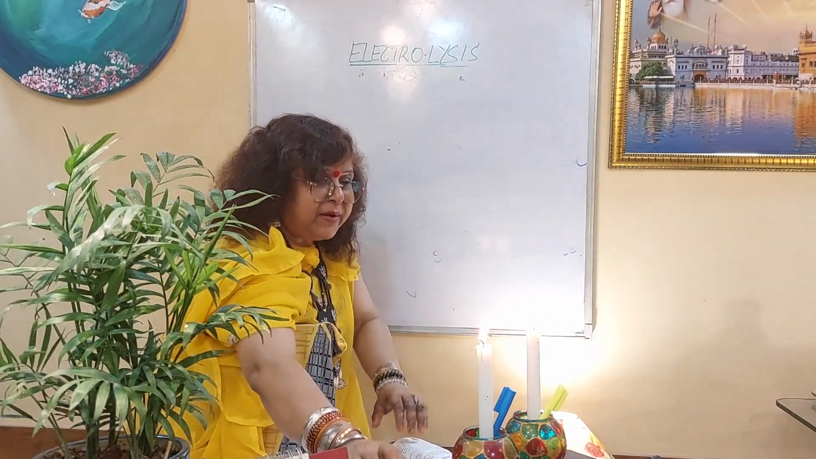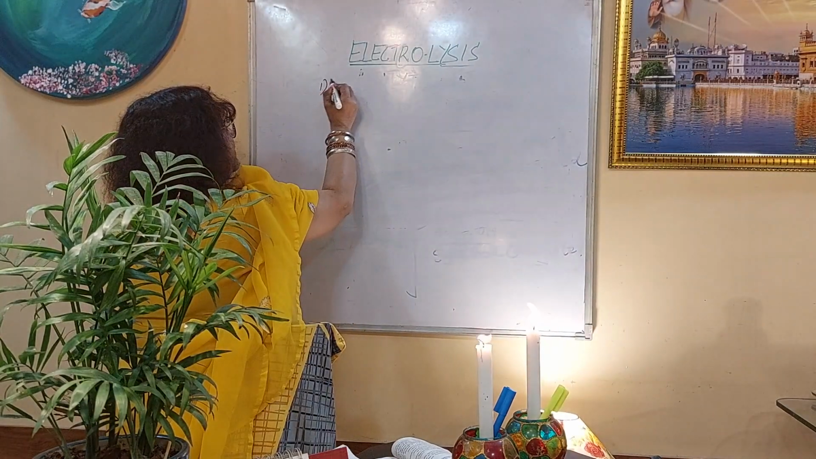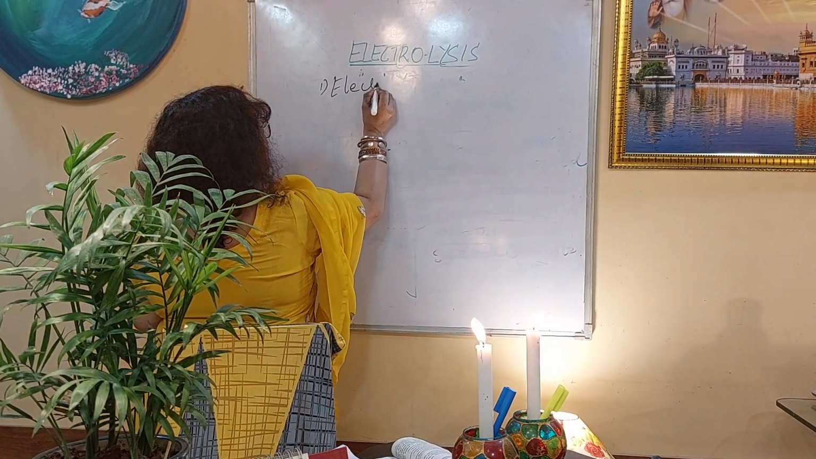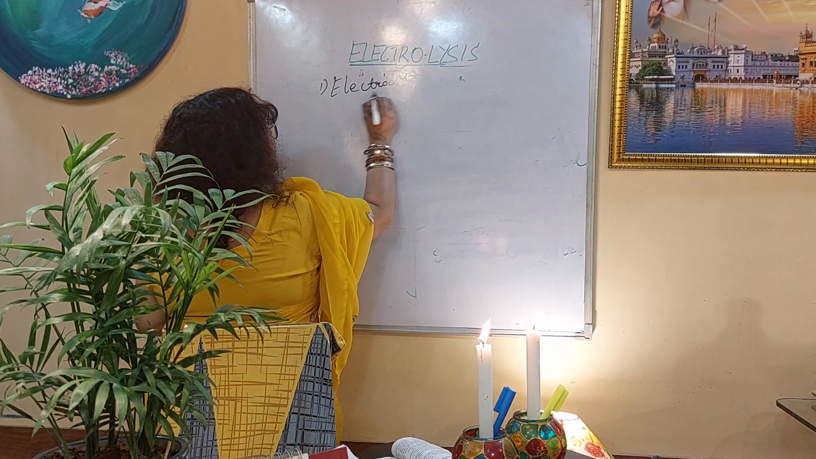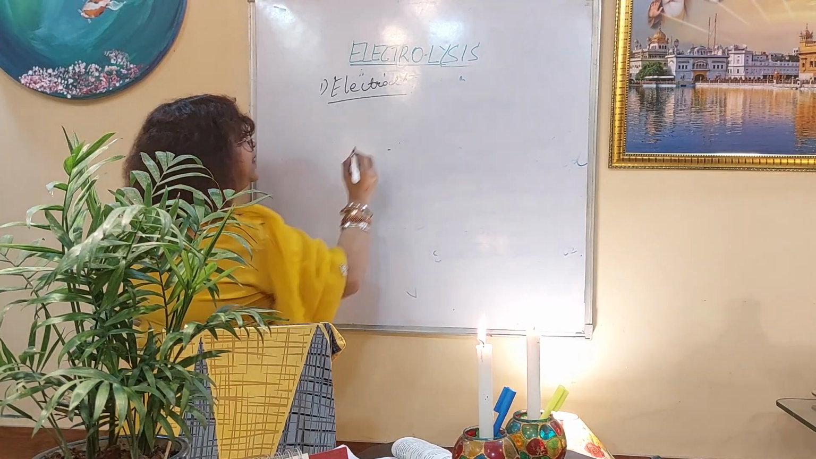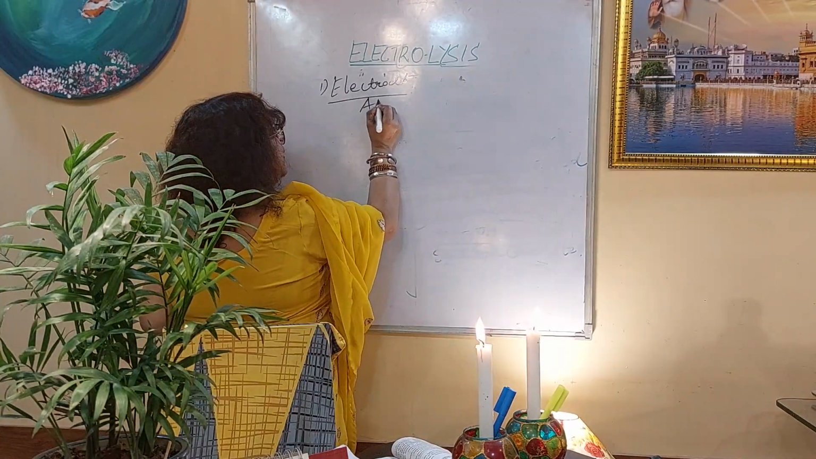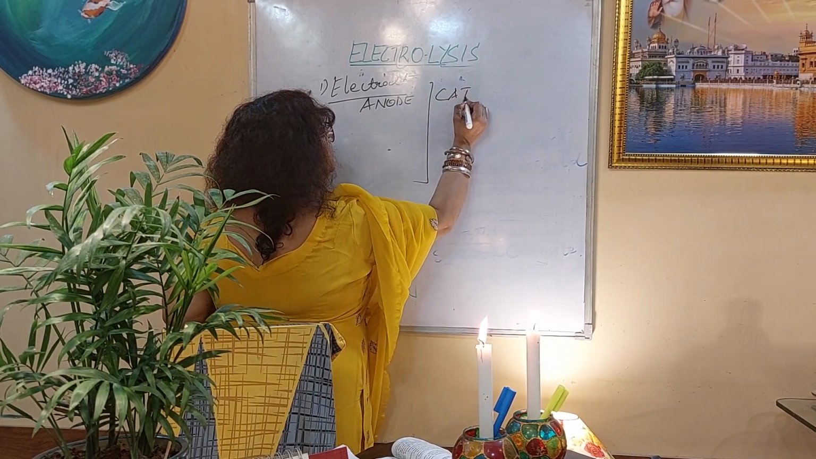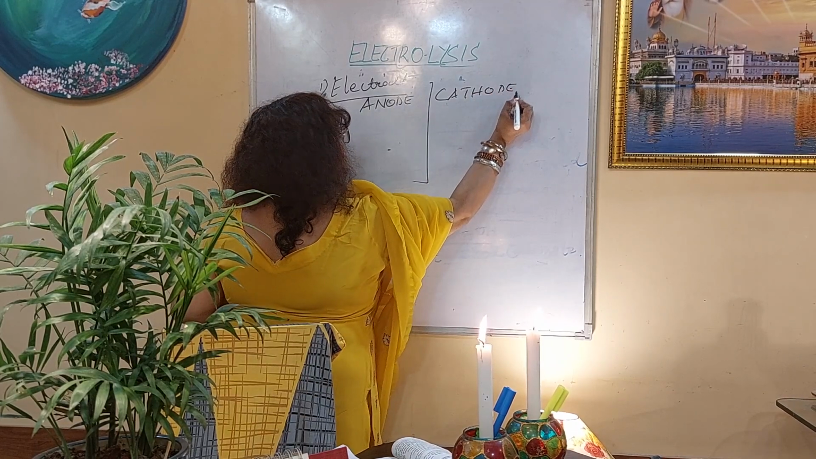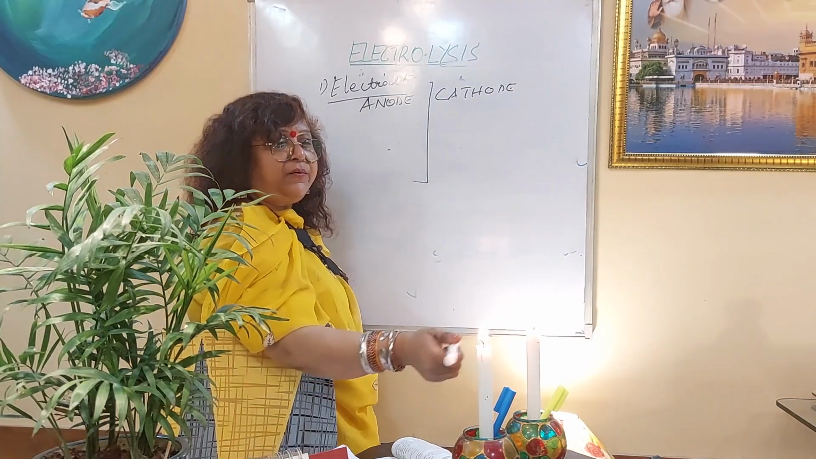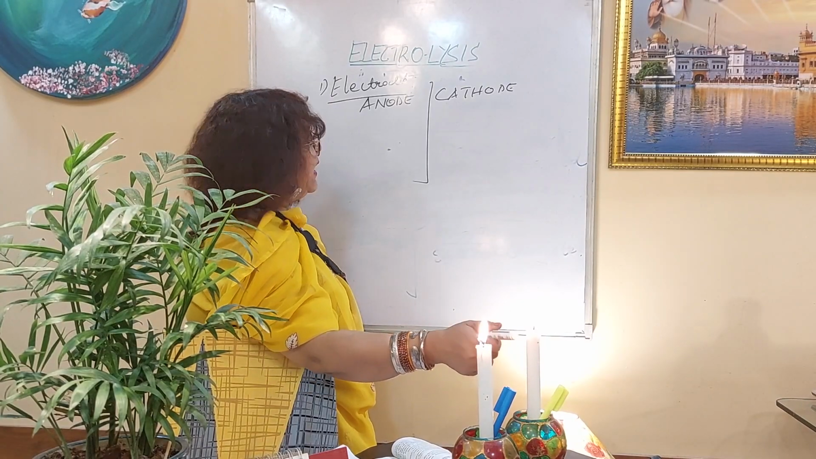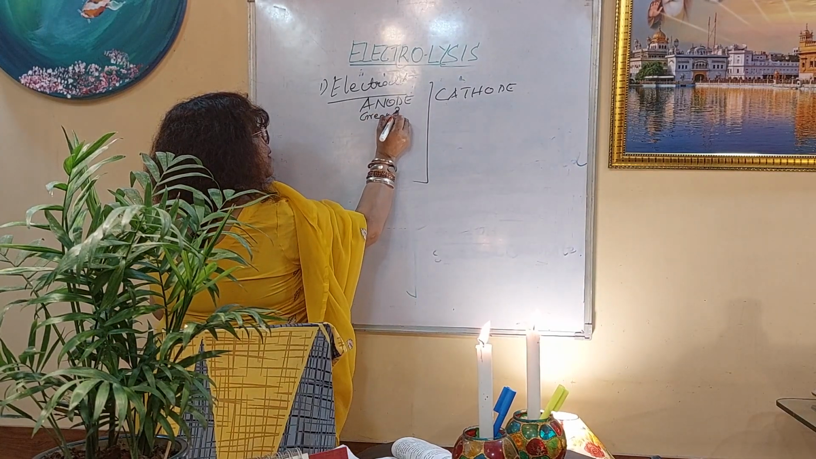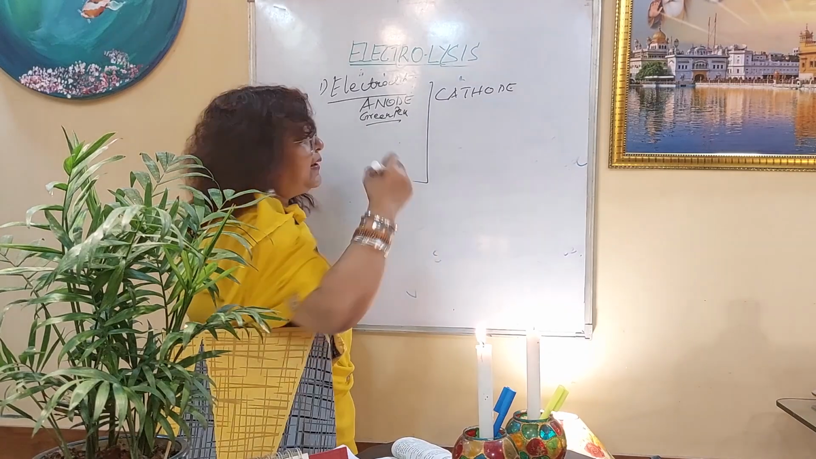Now, first thing here will be the electrodes. Two types of electrodes: anode and cathode. If you can see these two pens, this green pen is the anode, and the blue pen is the cathode.